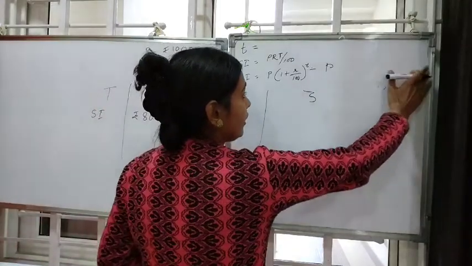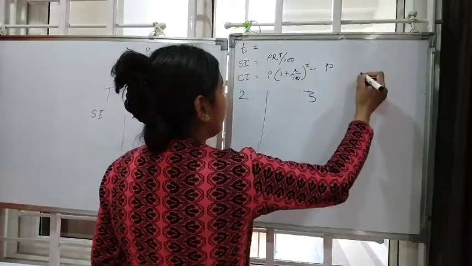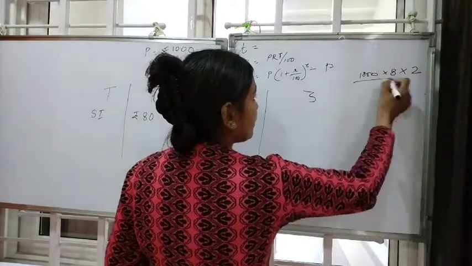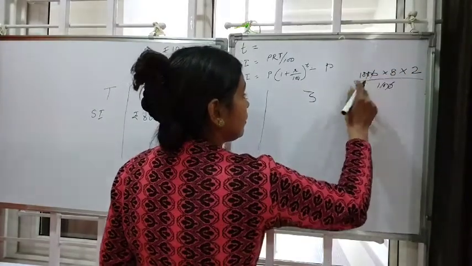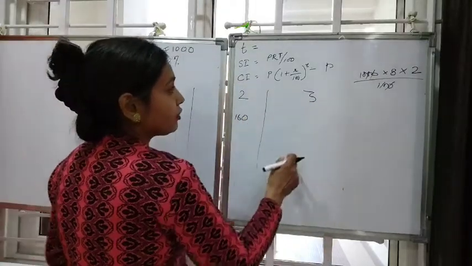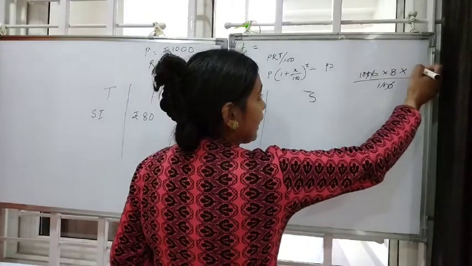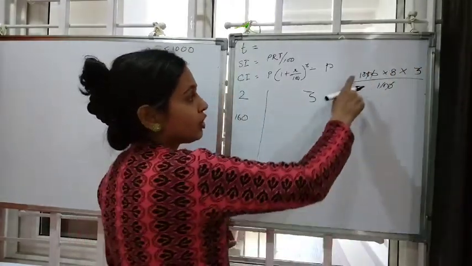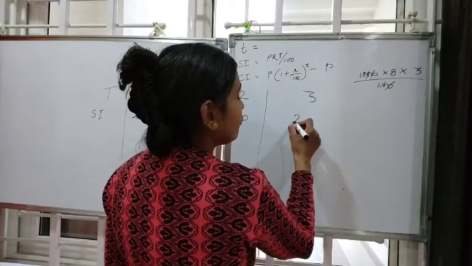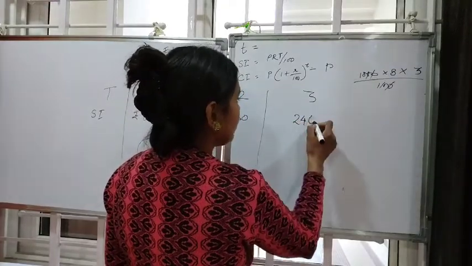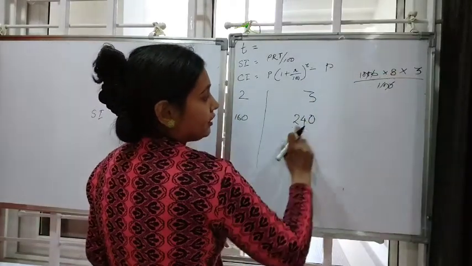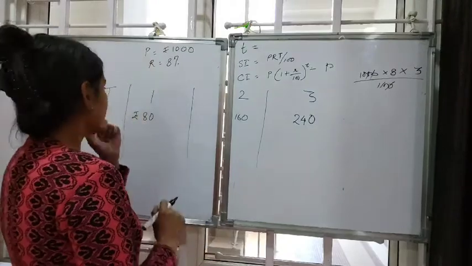Then again, 1000 into 8% and time 2 years by 100. 10 8s are 80, 2 8s are 160. Then for the third year, time will become 3, right? So the 0s get cancelled like this. 8 3s are 24 and one 0, that is 240. So 10 8s are 80, 8 3s are 240. So this is the SI.